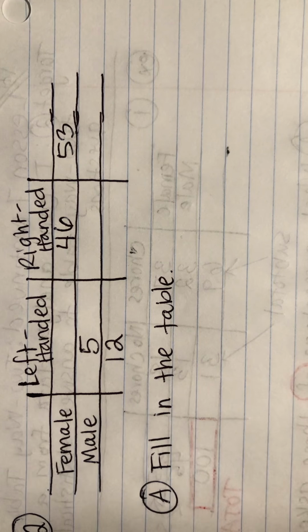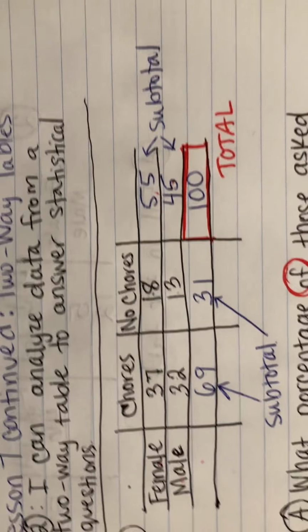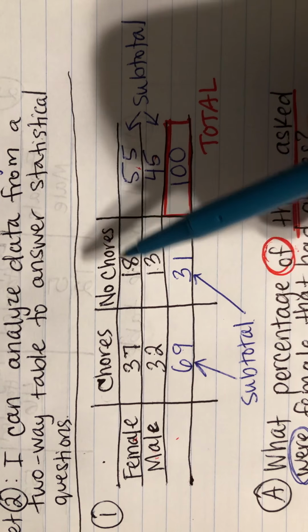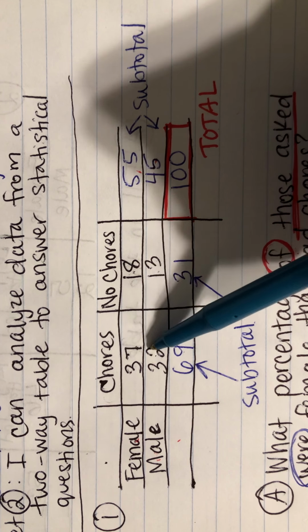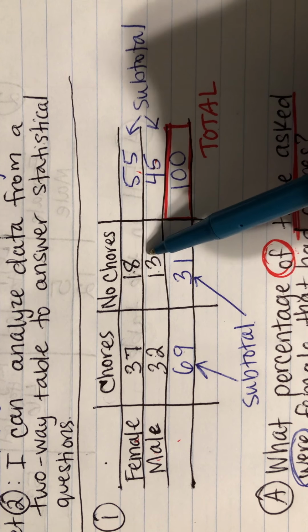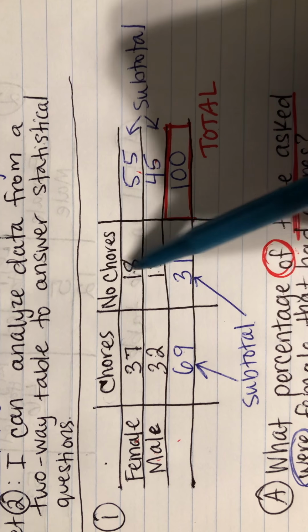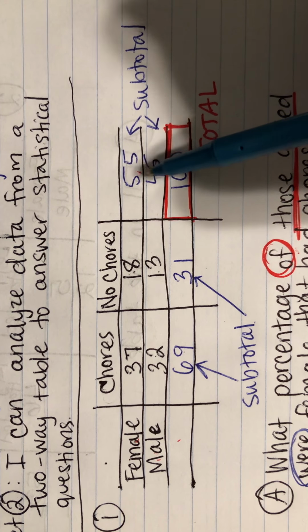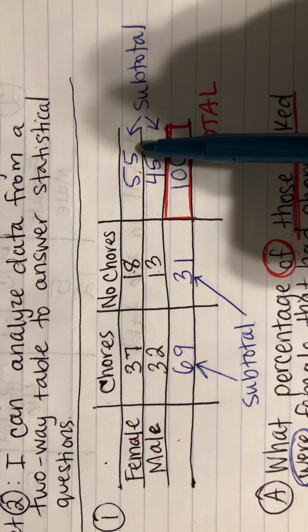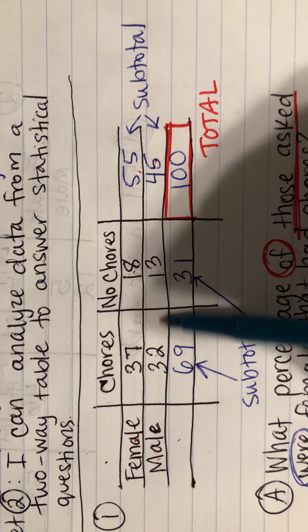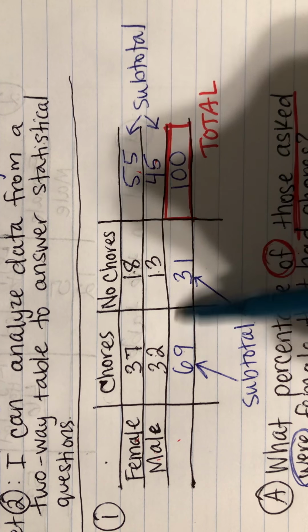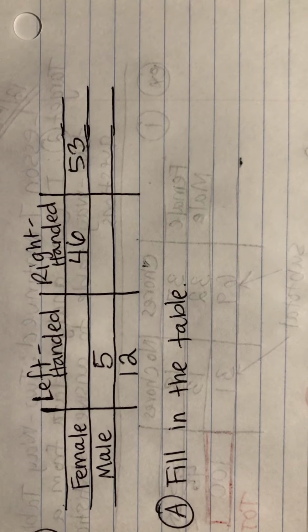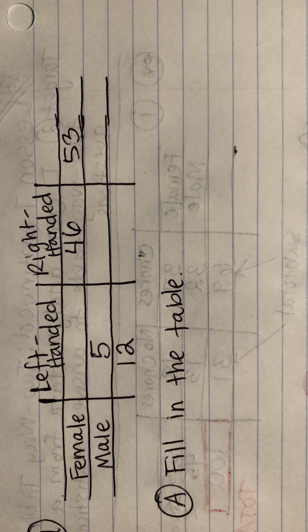So just a reminder, I'm going to turn back to example 1. The way that we got 69 was by adding 32 and 37. To get 31, we added these two. So these were our subtotals for chores and no chores. These two were subtotals for female, so we added these. And this one was subtotal for male, so we added those. To get the grand total, we either added these or these. So going back to number 2, we have to fill in those blanks.